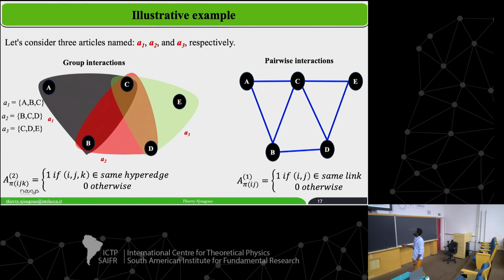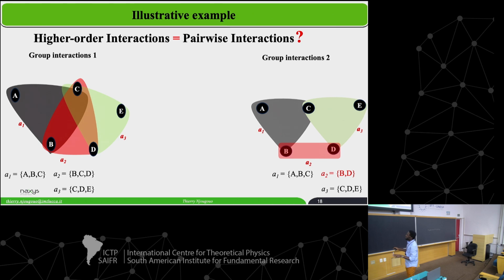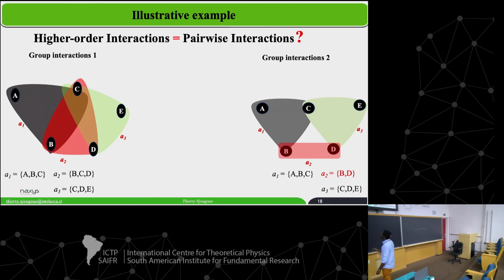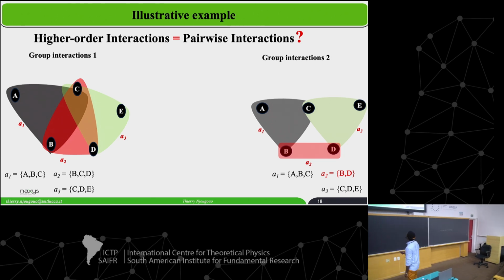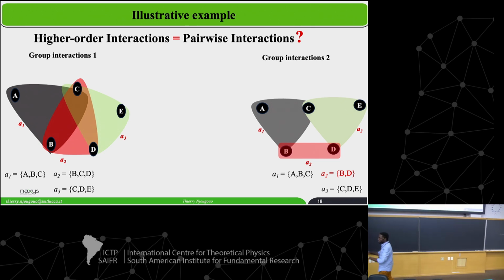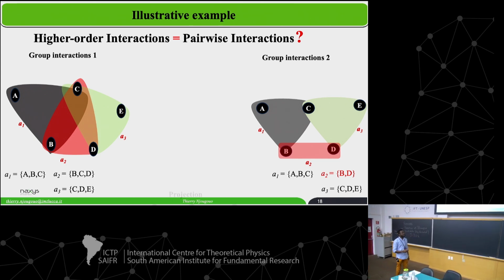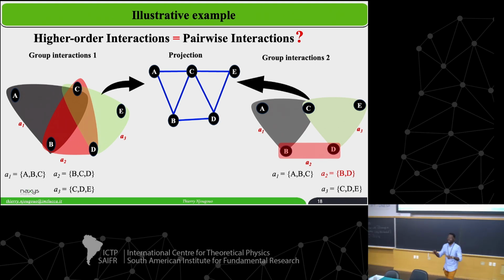This is already shown in several talks. So let's change the story a little bit. The second article was written by, let's say, B and D. C is no longer a co-author of this paper. So we have two different scenarios. And then let's build the pairwise interaction, or the projection, of these two hypergraphs or these two networks. We have exactly the same, right?